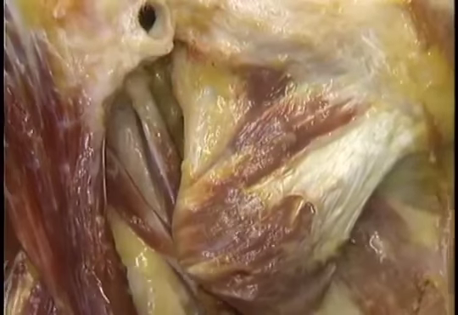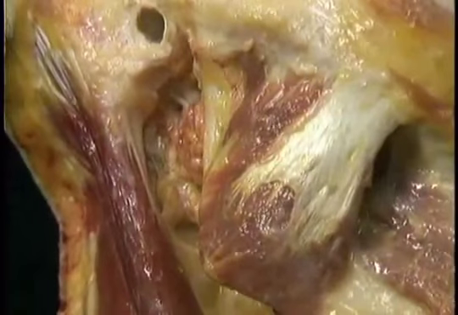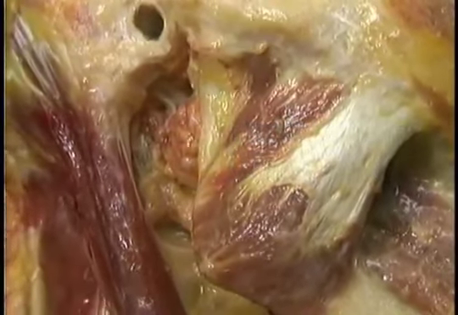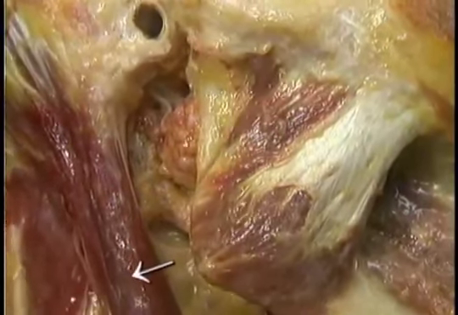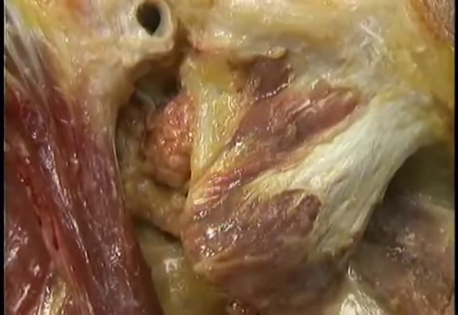Now that we've seen the space that's occupied by the deep part of the parotid gland, we'll add the deep part of the gland to the picture. Here's the cut surface of the parotid gland. Again, here are the sternocleidomastoid muscle, the masseter, and the ramus of the mandible.